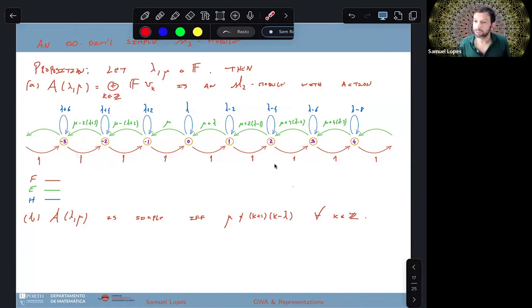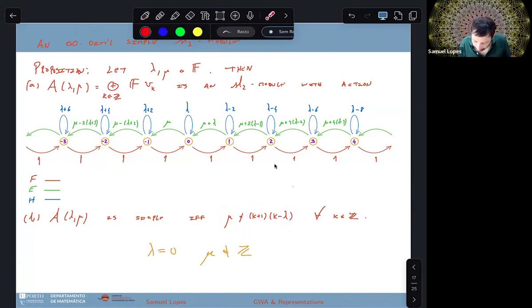Okay, so when is this module simple? When there are no breaks. This means that all of these numbers are non-zero. So this module will be simple if and only if this is true: this mu is never of this form for any integer. And you can find tons of examples. For example, take lambda equal to 0 and mu not an integer, then this will always be true.